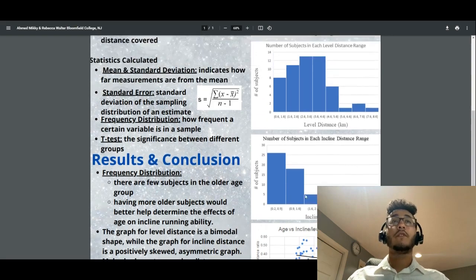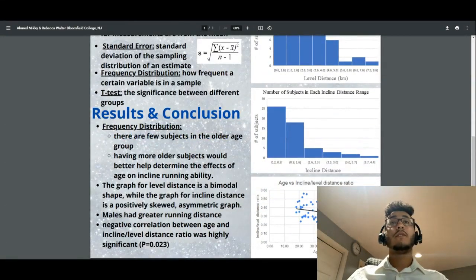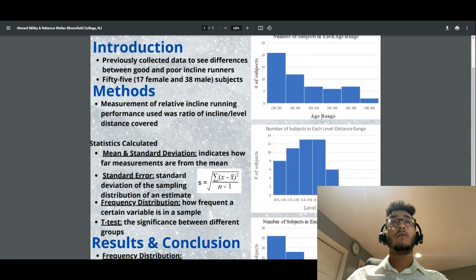And hopefully with future research, we can maybe see if there's more than just this type of significance if we were to get more older individuals.